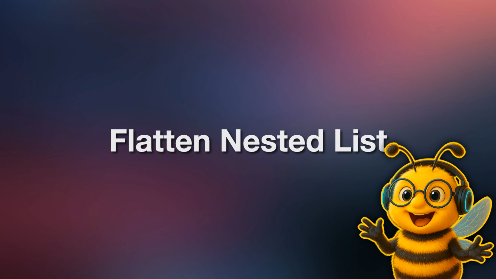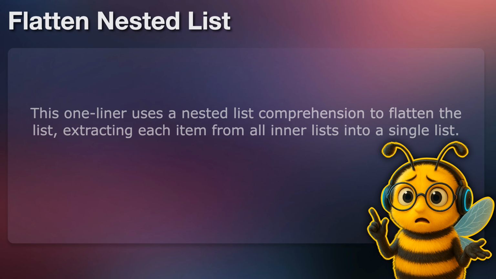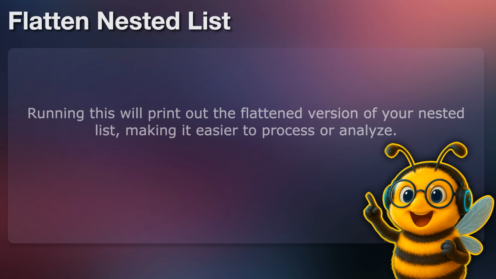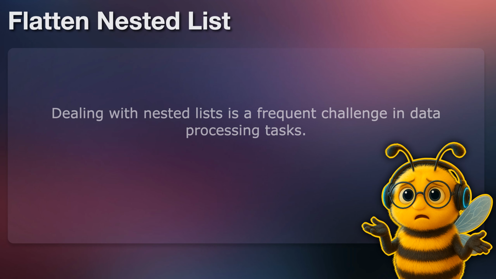Now let's explore a concise one-liner for flattening nested lists, a common data manipulation task in Python. Here's a sample nested list, structured with multiple levels of sublists. This one-liner uses a nested list comprehension to flatten the list, extracting each item from all inner lists into a single list. Running this will print out the flattened version of your nested list, making it easier to process or analyze. Dealing with nested lists is a frequent challenge in data processing tasks.